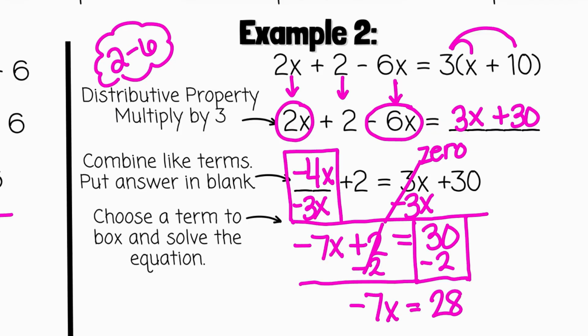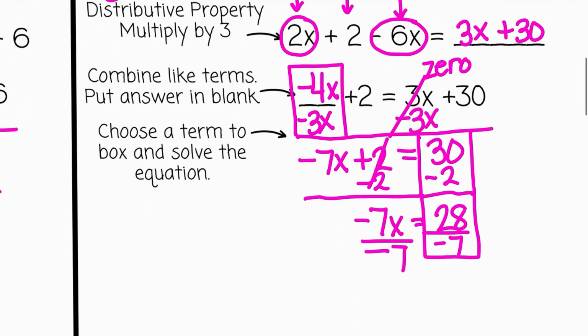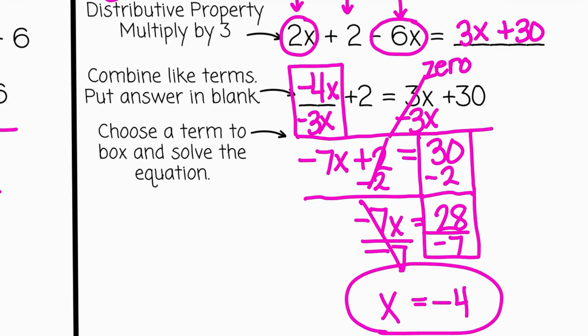And then last step, when they're side by side, you need to divide. So box your 28 and divide by negative 7. Now notice I did not change any signs there. You have to divide by the exact coefficient of x so that you get 1x. And then 28 divided by negative 7 is going to be negative 4.